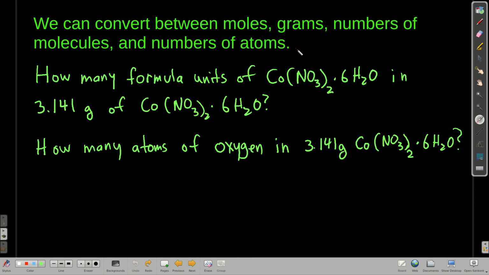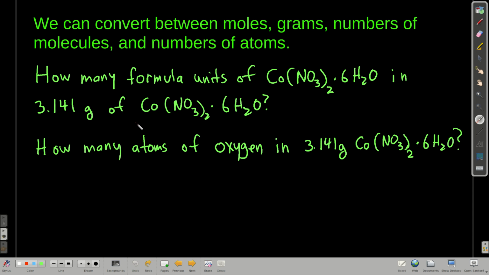So now that we know about the mole, molar mass, and conversion to AMUs, we can convert between moles, grams, numbers of molecules, or formula units, and numbers of atoms. So let's say we have 3.141 grams of cobalt 2 nitrate hexahydrate. How many atoms of oxygen are there, and how many formula units of cobalt 2 nitrate hexahydrate are there? So first, let's do this one up here.